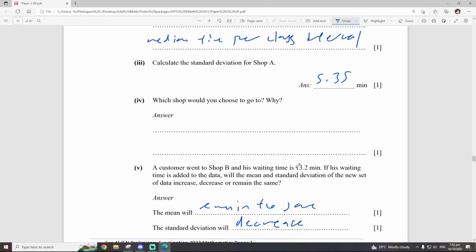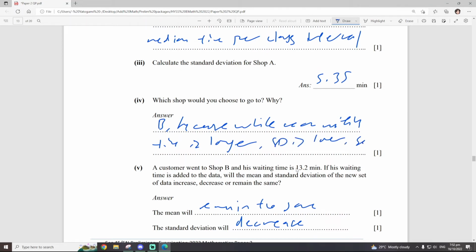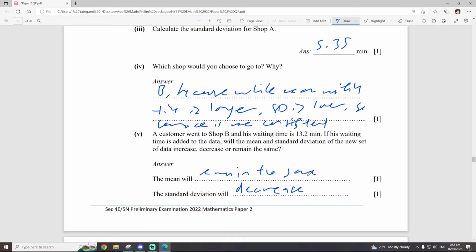I'd go to B because while the mean waiting time is longer, SD is lower, so service is more consistent. That is my choice. Of course, you could say shop A because the mean time I'm going to spend there is less, right? Yeah, that's also a possible argument.